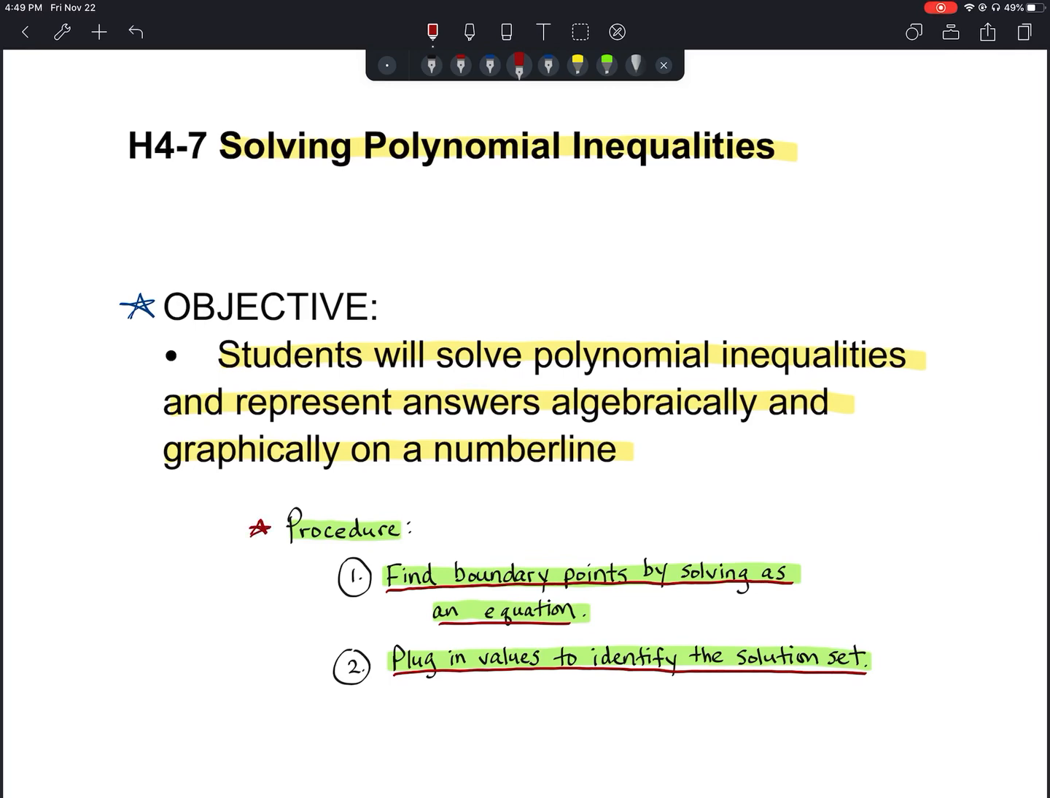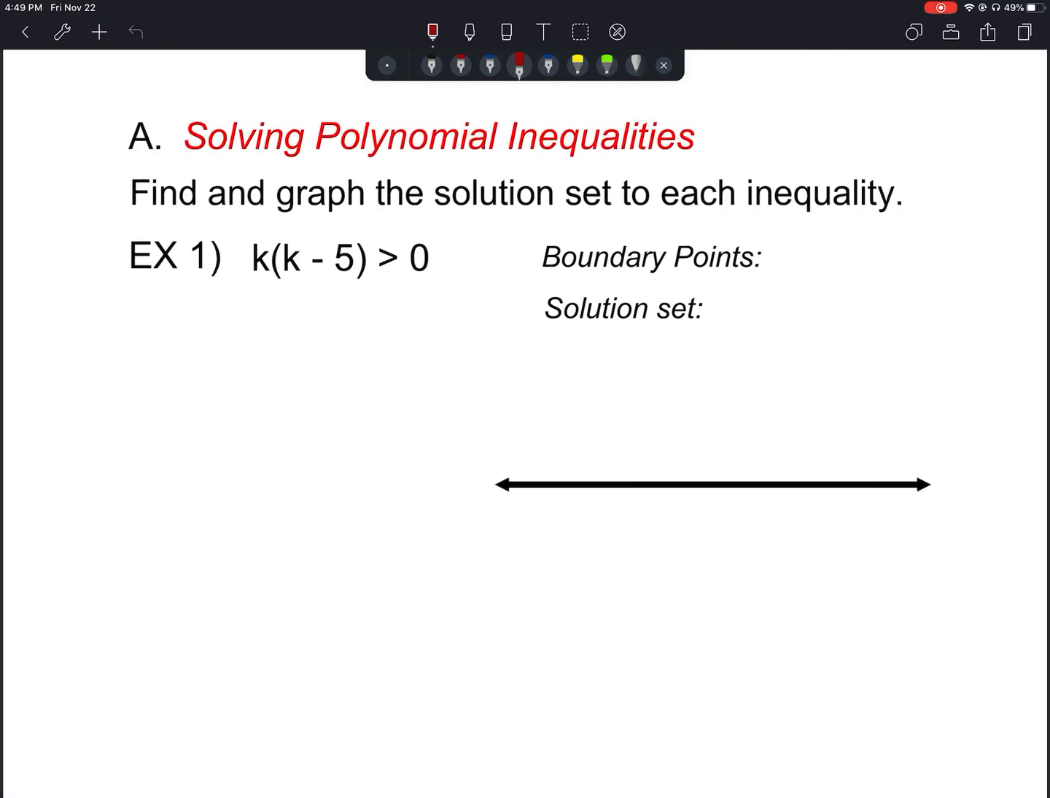For those of us that like procedures, I've listed out a couple steps here that you'll do on each of the problems. Number one, you're going to find boundary points by solving each inequality as an equation. After we do that, you're going to take values and plug them in to identify the solution sets. Let's take a look here at the first ones.